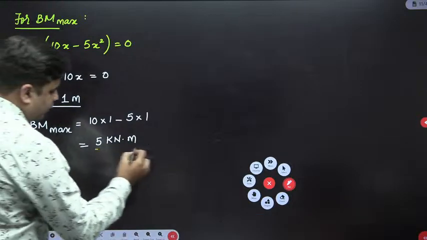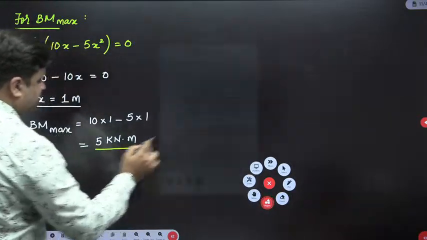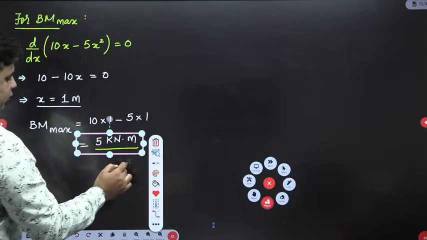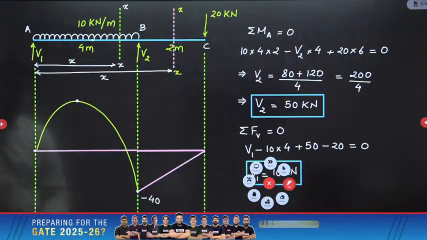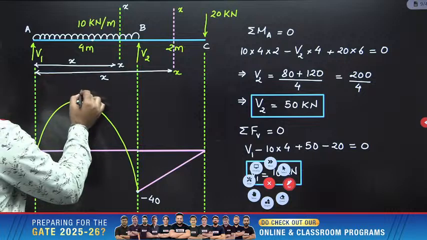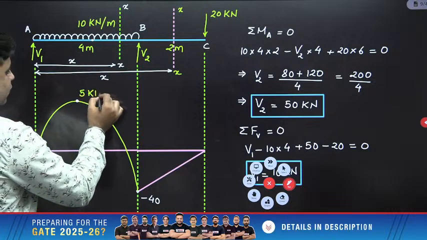Please check this out. This will be 5 kilonewton meter. Now you have to report the maximum value of bending moment. This is 5 kilonewton meter.